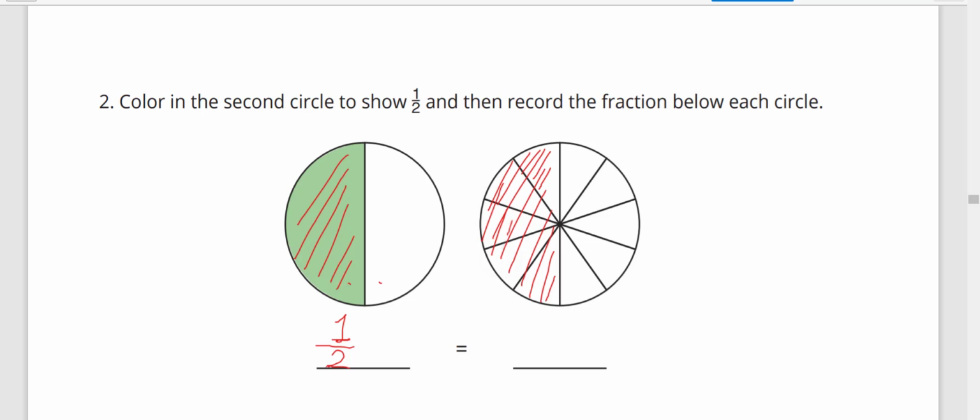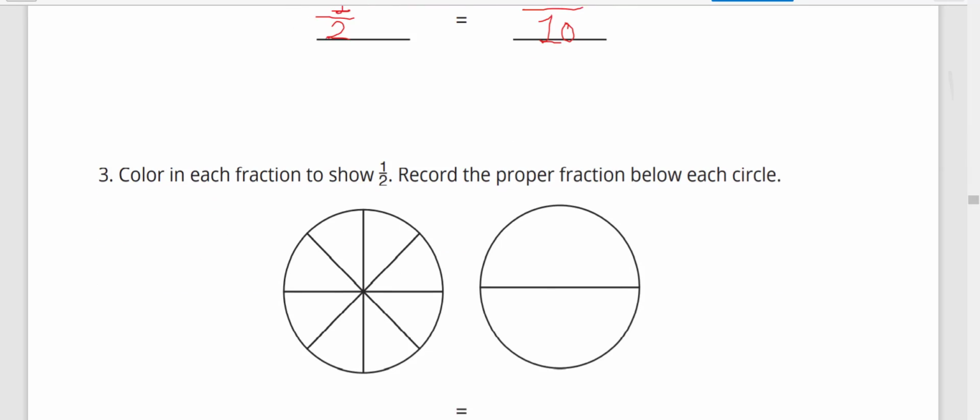Now, how many parts did we shade? All parts equal what? Count. 1, 2, 3, 4, 5, 6, 7, 8, 9, 10. Okay, so the denominator will be 10. How many parts did we shade? 1, 2, 3, 4, 5. So the numerator will be 5. So the fraction is 5/10. So half is equal to 5/10.